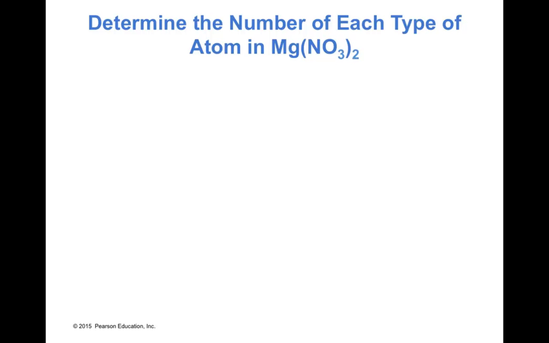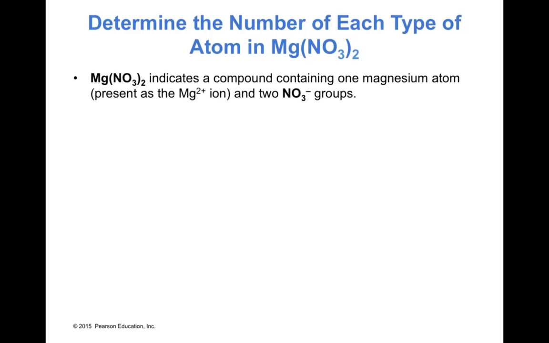magnesium nitrate. Here we have that magnesium nitrate indicates a compound containing one magnesium atom, as we can see here, Mg, and two NO3 minus ions. NO3 minus, nitrate, is a polyatomic ion. It's an ion because we have a charge of 1 minus here, and polyatomic because we have more than one atom to produce this ion. We have here 4 atoms, 1 of nitrogen and 3 of oxygen.